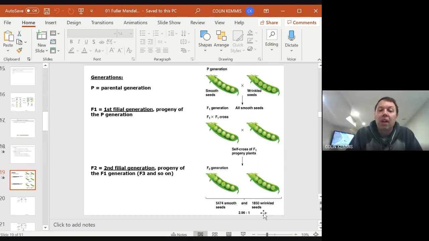But in real life, that's not always perfectly 3 to 1. So be ready to look for that. Look at this, 2.96 to 1. Okay, well, that's about 3 to 1. We don't always get exact perfect ratios in real life. It's another thing that tricks up some of the students.